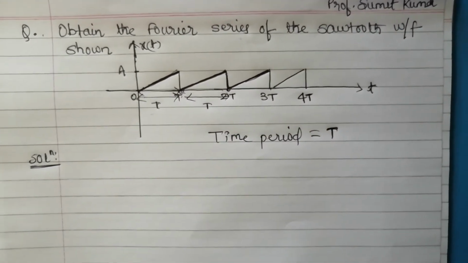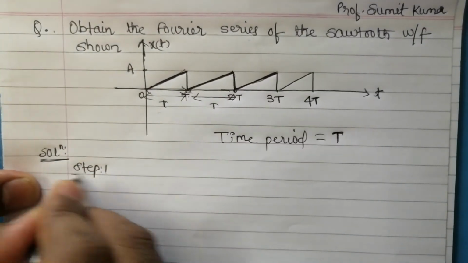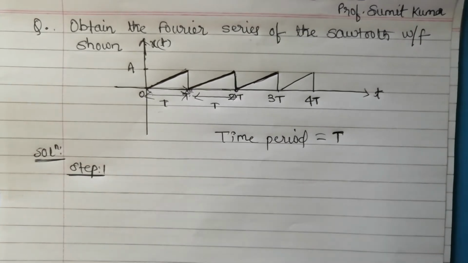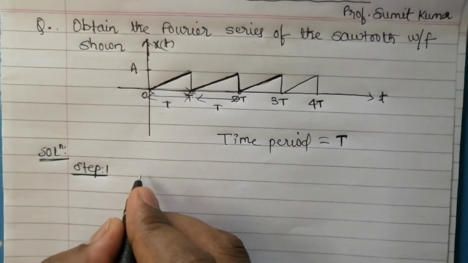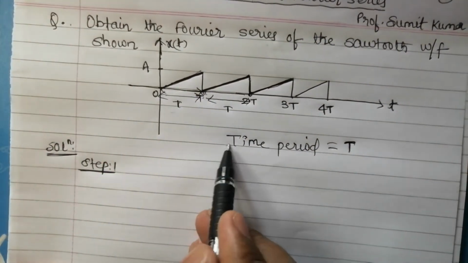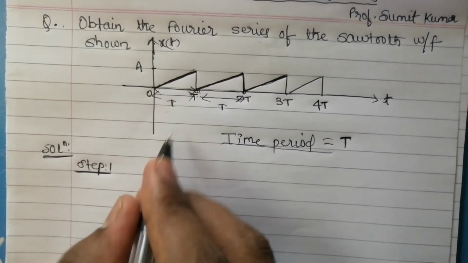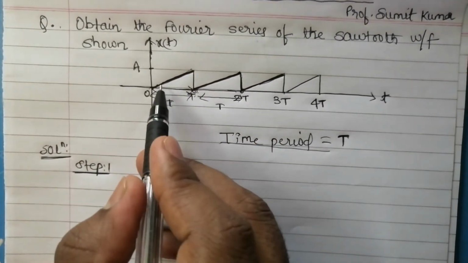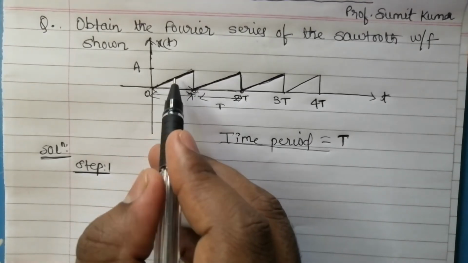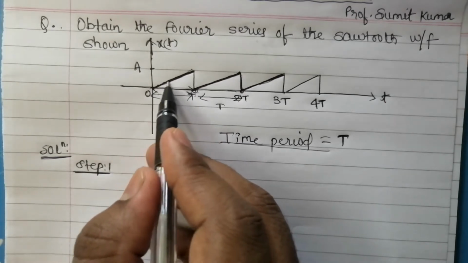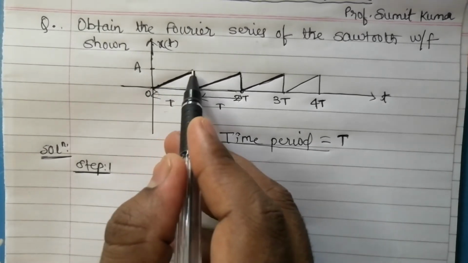Now we'll start with the next part. Step number 1 is the definition of x of t for one time period. We have to define mathematically this x of t for one time period, that is 0 to T only. Let us see how to define it. In this waveform, this is like a straight line. To define its mathematical equation, we have to find the straight line equation. So how do we find the straight line equation?